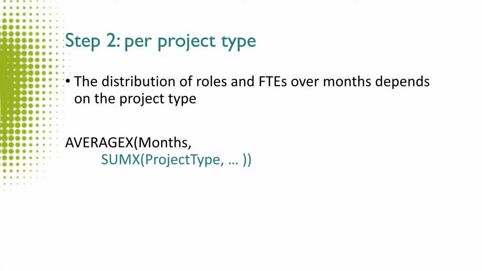The second step is that we look at the distribution of the rows and FTEs based on the project type. So we first have the month, and then we have the project type. Now it's interesting to see what happens, because the AVERAGEX month itself is in query context. But since SUMX is the second argument of the AVERAGEX, that means it will be changed into the row context in months. And here you see that you need to keep track of what context you are looking at.